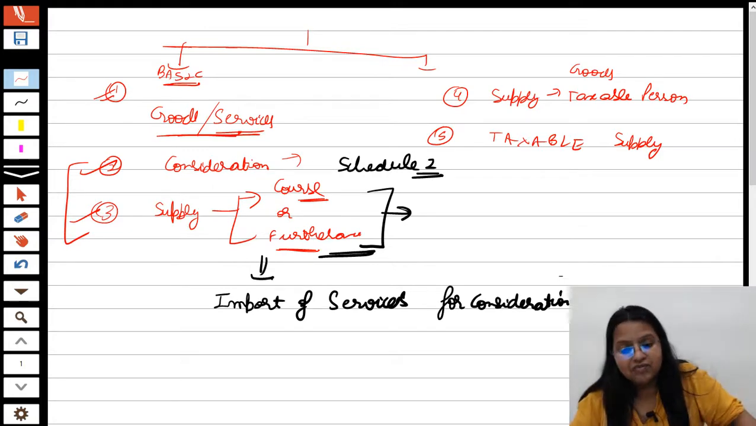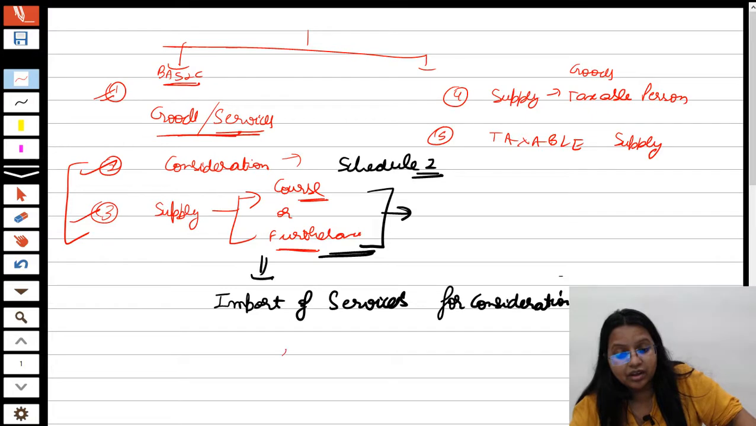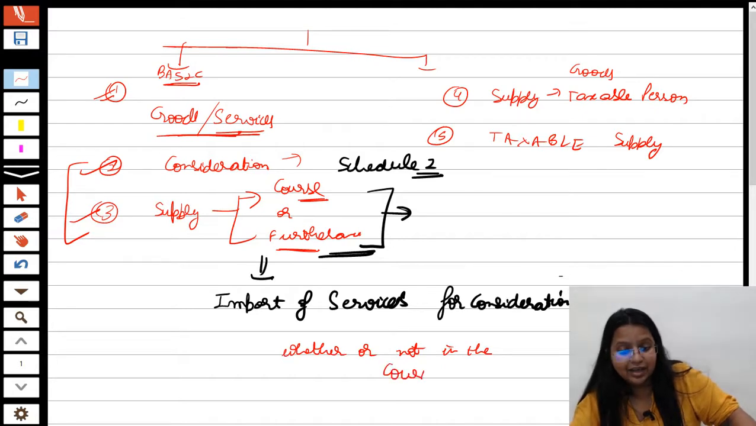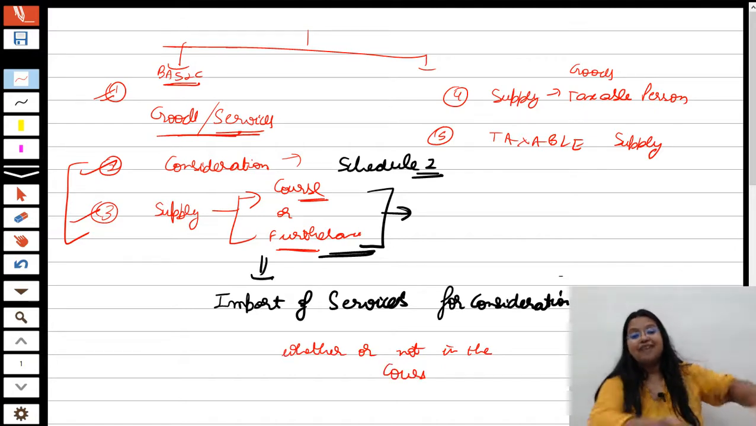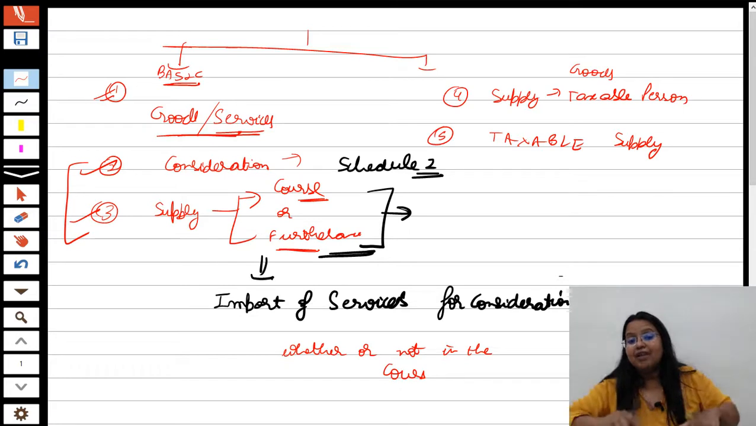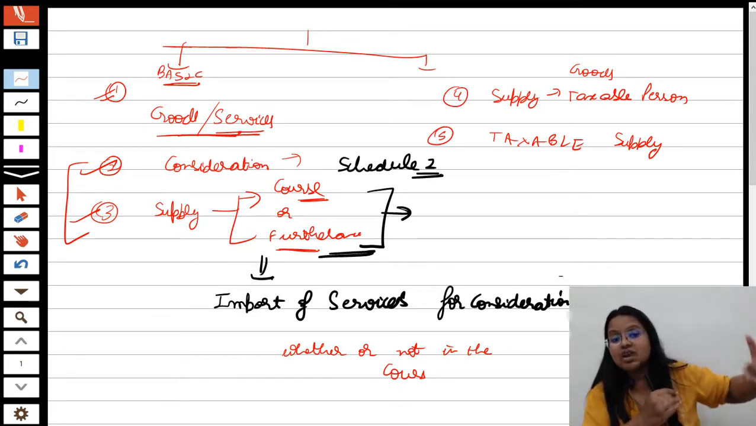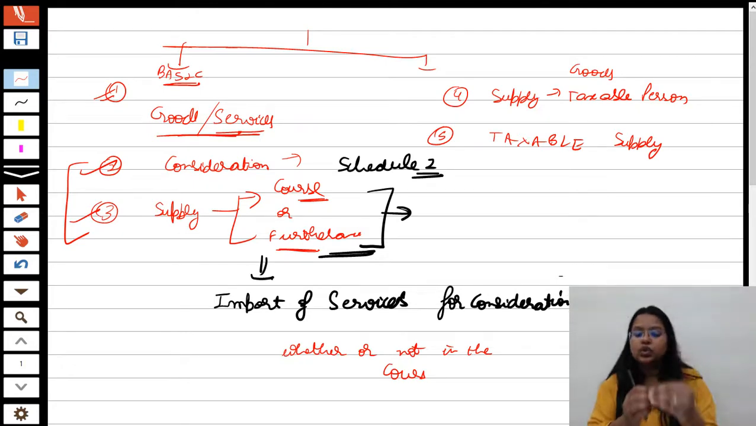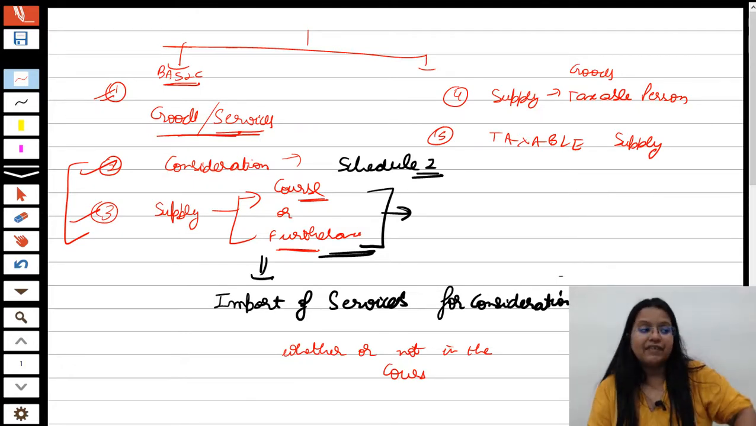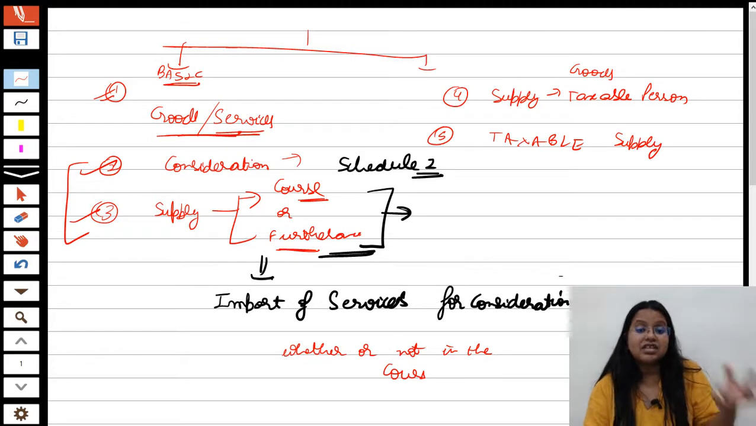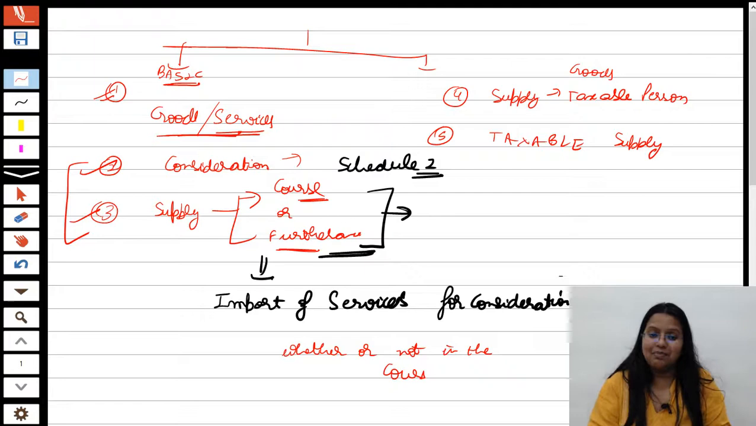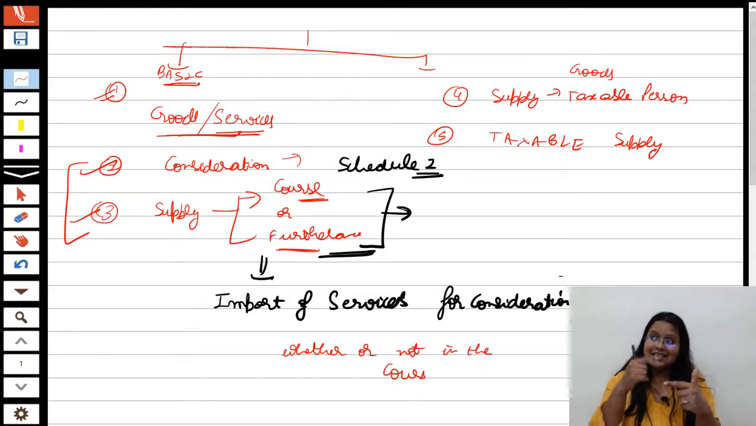Okay, import of services for consideration, whether or not in the course or furtherance of business. It means if you have received the services for which you have paid the consideration, and those services are a kind of import, that means you receive those services from outside India. So whether they are for your business, whether you have received those services in the course or furtherance of your business or not, these will be considered as supply under GST because our Indian currency is going outside.